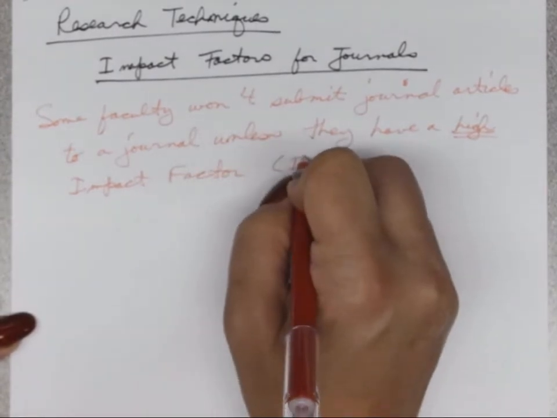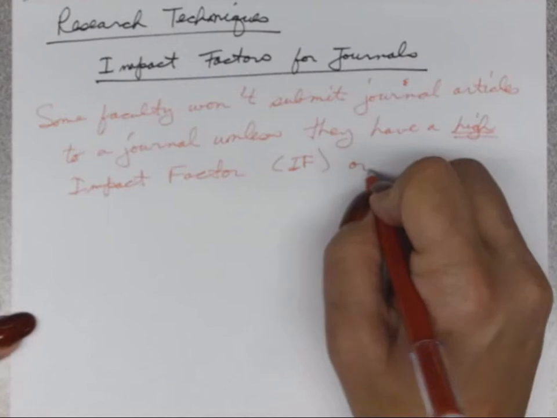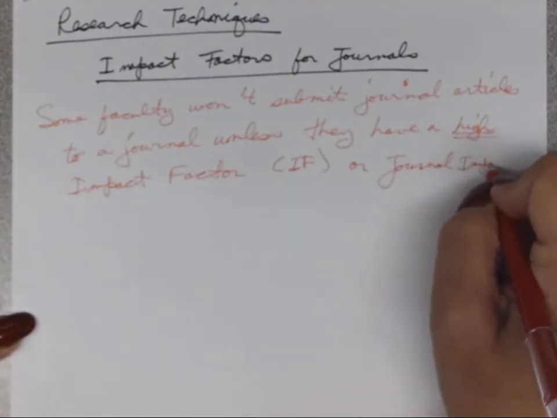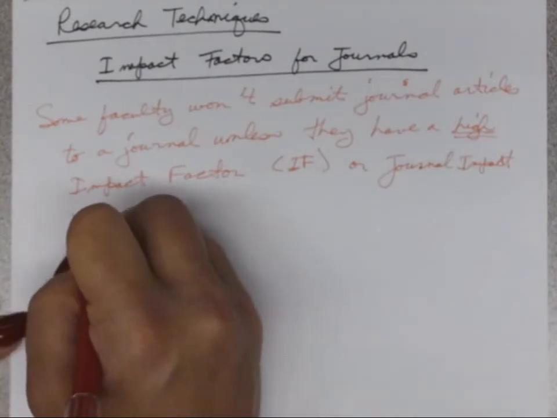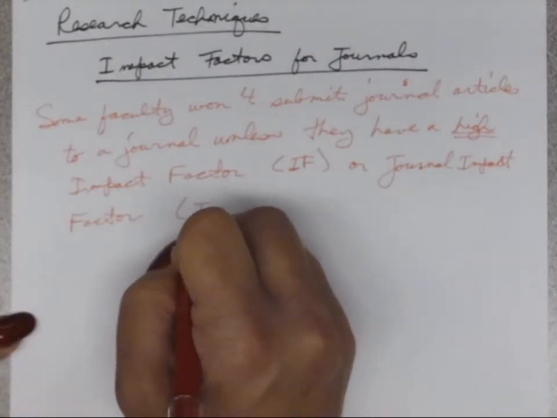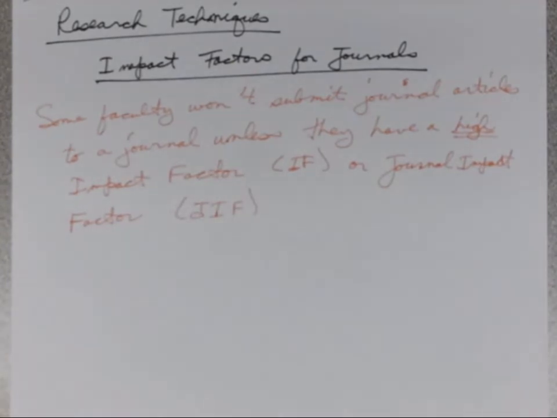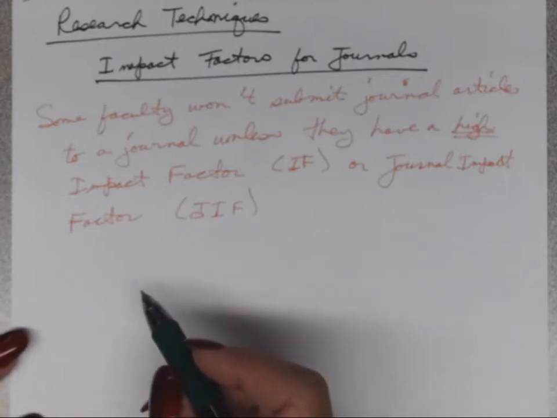And you'll see this abbreviated as IF, or sometimes it'll say journal impact factor. And of course you'll see that abbreviated JIF. I think some people just like to be able to say JIF instead of IF. I don't know what the difference is, but different people like to abbreviate in different ways. You'll see it in different ways in different articles, so just so you know that's out there. Okay, so anyway, some people just won't do it.